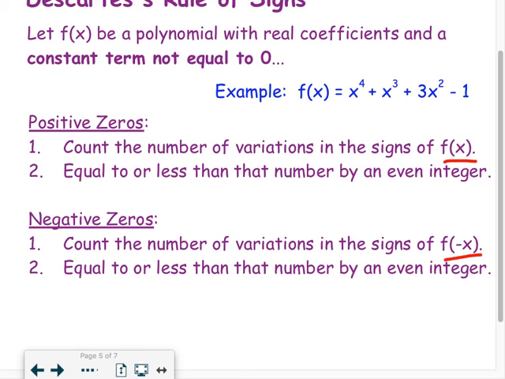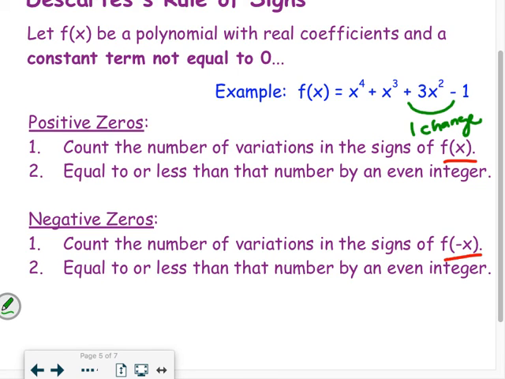Sometimes Descartes' rule of signs doesn't really narrow anything down for you, so then it's still up in the air what you decide to test with the rational zero test. So positive zeros, I'm going to work this out as I go through it. Count the number of variations in the signs of f of x. So from term to term, how many times does the sign change? Well, x to the fourth is positive, x cubed is positive, x squared term is positive, and then finally my constant changes to a negative. So there's one sign change.